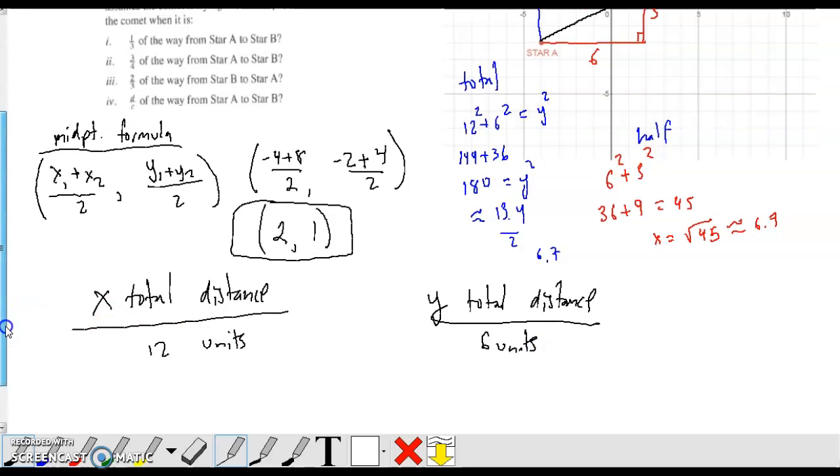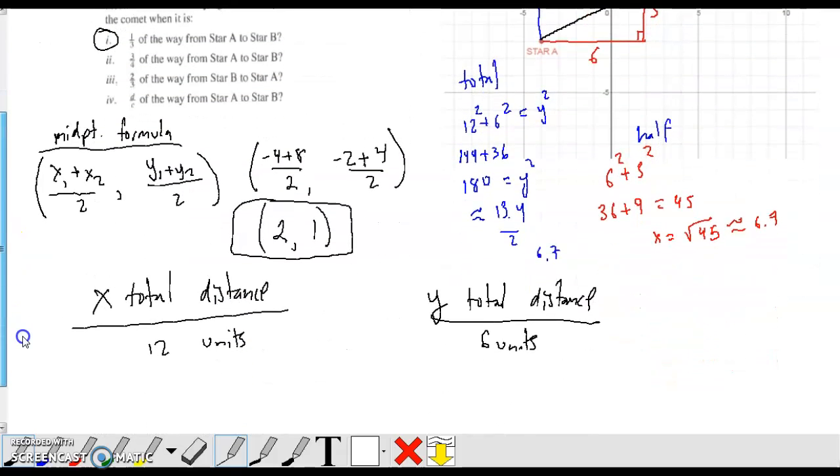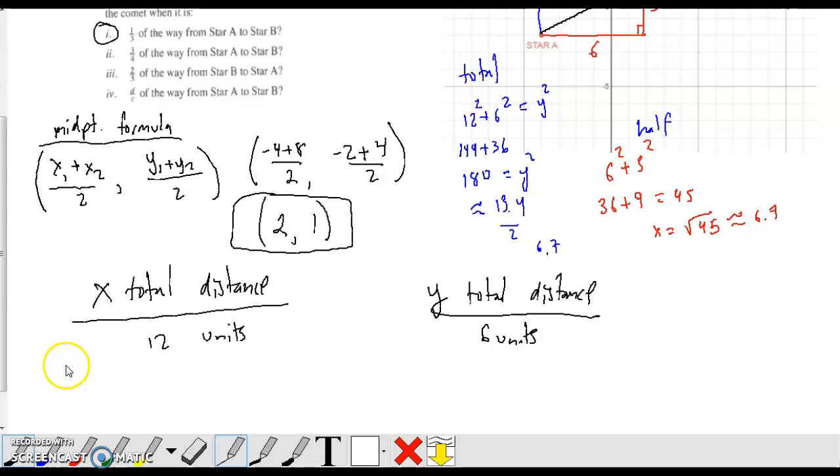So notice that when we found the midpoint, right, half of 12 was 6, right? So I multiplied 12 by the 1/2. Half of 6 is 3. So for part 1, I'm going to figure out what is 1/3 of 12. So if I take 1/3 of 12, that's going to equal 4 units. And if I do the same thing here, 1/3 of 6, that's going to be 2 units.